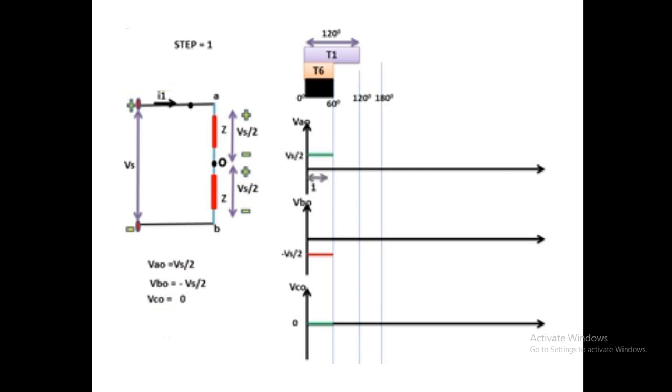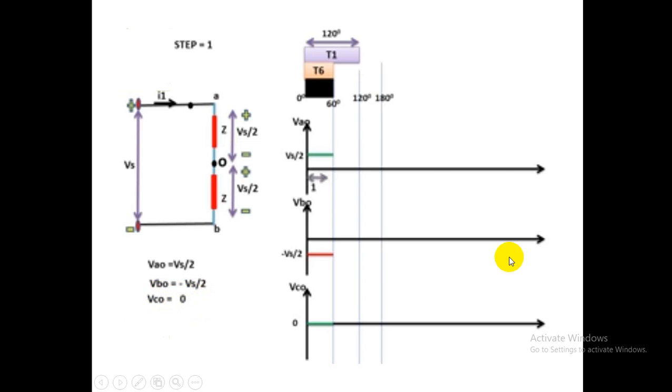Now look at this. This is VOB. VOB is Vs by 2. Listen very carefully. This is VOB, which is Vs by 2. But we are writing here VBO, which is opposite to VOB. That will become minus Vs by 2. Please remember that. And no thyristor switch is participating in the operation during the 0 to 60 degrees from the third phase. That's why VCO will be 0.